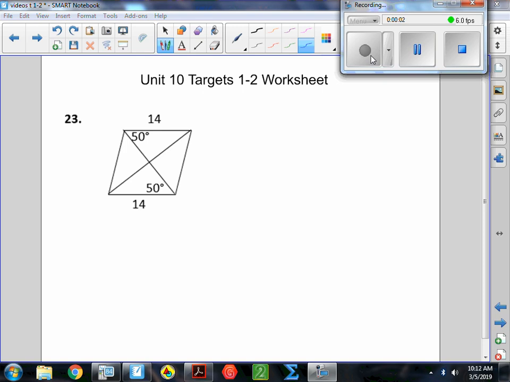Okay, number 23 in the worksheet has a 50-degree angle inside a rhombus. The diagonals are both drawn, and there is a side length of 14. The question is to find the perimeter and area. So we'll do perimeter first because that's going to be easier.